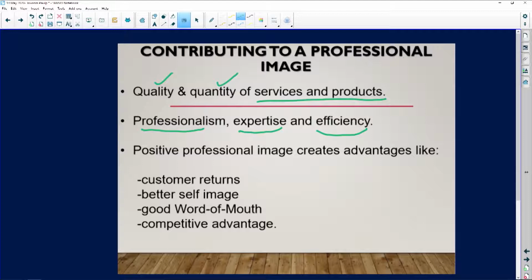All right, so a positive professional image has the following advantages. And that is what's important for a company. Number one, the customer will return if he was happy with the service. Number two, having customers return will give the company a better sense of self-image. And number three, it will create a better word of mouth. Let me quickly explain word of mouth to those of you who have heard of it before, but are still not 100% sure what it means.